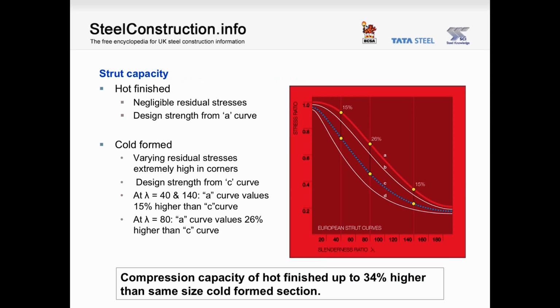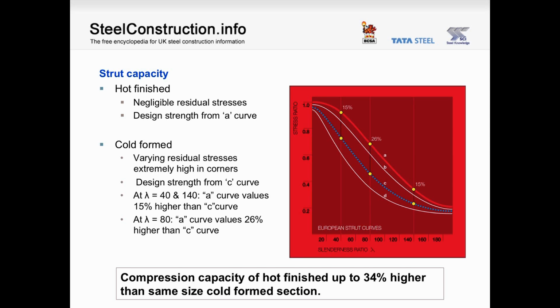Let's consider the capacity of these sections under axial load. We appreciate from the previous slide that our cold form section has some locked-in stresses due to the manufacturing process, whilst the hot finished one does not. The code recognises this and suggests that designers should use a different strut curve, shown in blue on the slide. This results in lower axial capacities for the cold formed product.